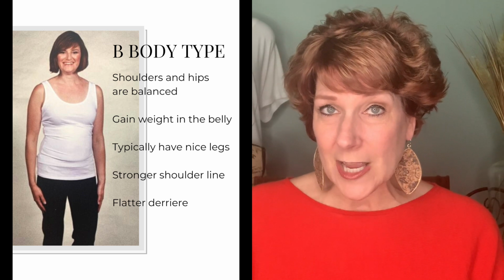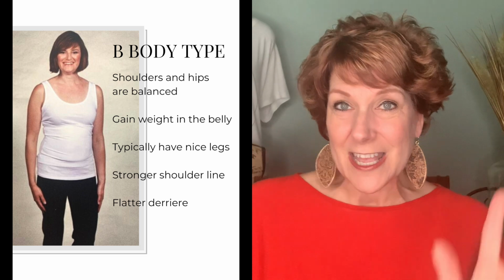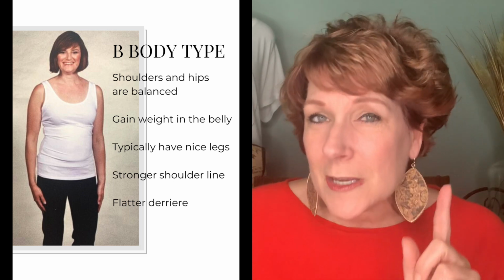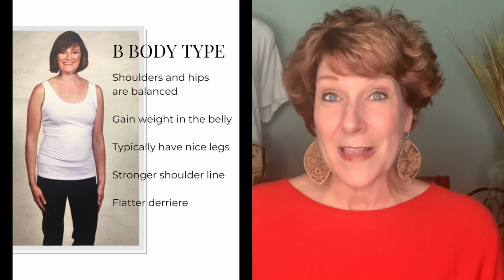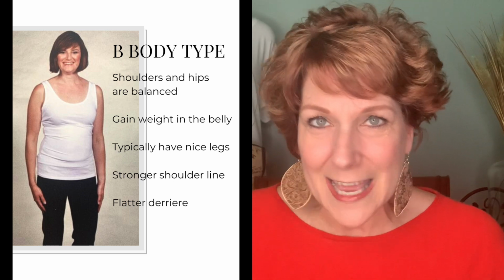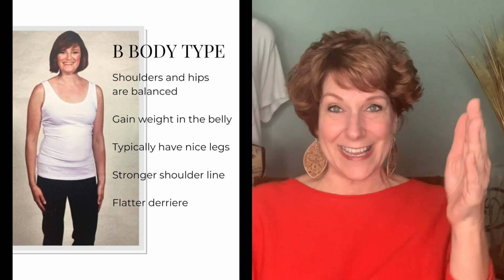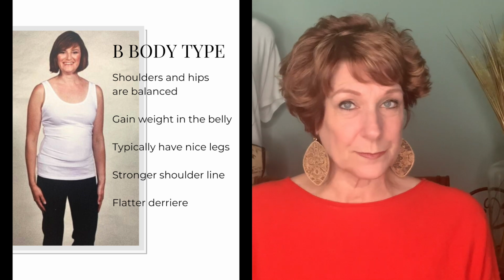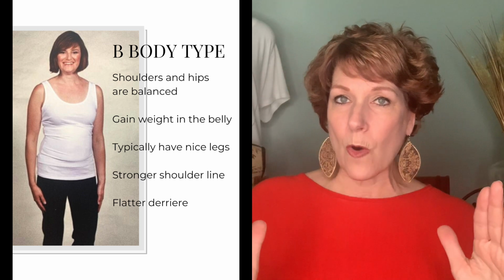Also, B body shapes, if I turn you around, you might, for the majority of you, have a flat derriere. I said flat, F-L-A-T, all right? Flat derriere. And it could be a little bit wider, but it's not out. You see what I mean? Still lining up straight with your shoulders, but it appears to be a flatter derriere. All right, so that's a B body shape.